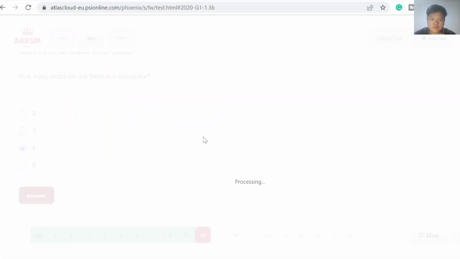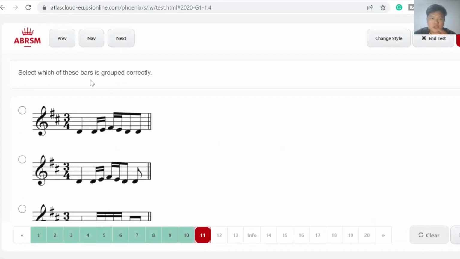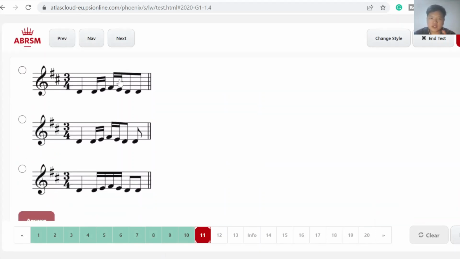Right. Next one. Select which of this bar is grouped correctly. Okay, for the groupings, we need to look at the time signature. To decide the grouping, if you have a 3/4, you have to group 1 1 1. So that's a 3 count. If you are doing 3/4, you have to do 1 1 1 like this. Okay, let me explain to you.